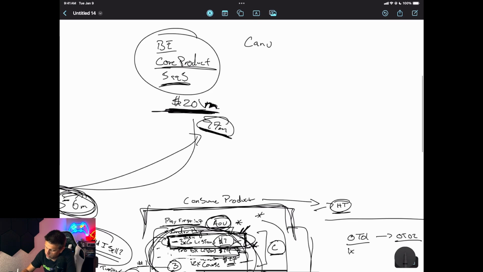So Canva, and you guys know who Canva is, like Photoshop, right? If I was selling the Canva $25 a month package or something, and that's my core offer, okay? That's my core. I'm not selling that on the front.